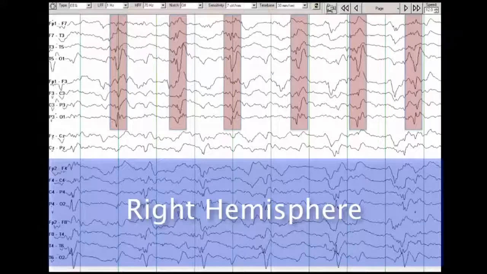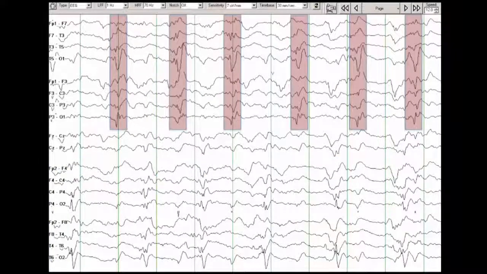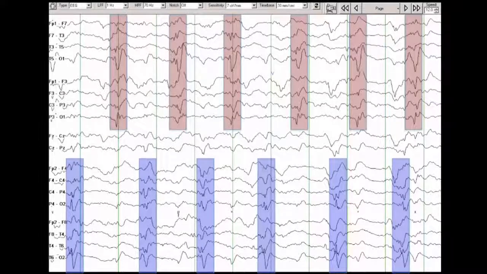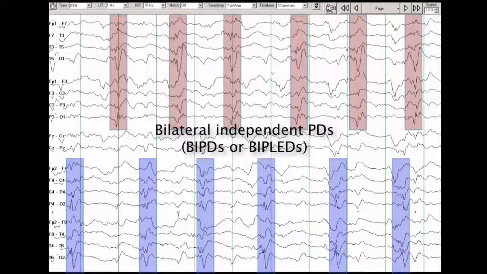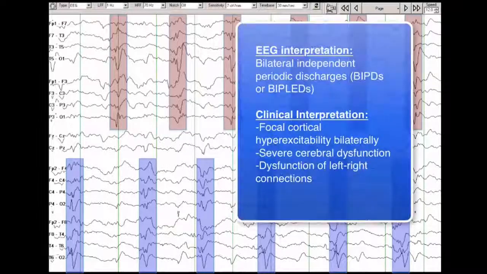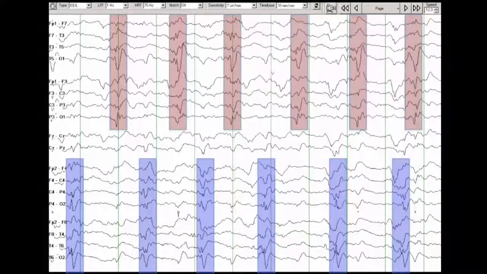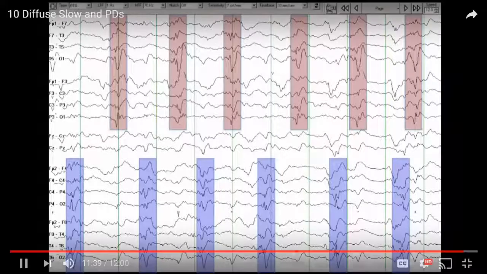Now, if we look at the right side, we can see that there are also periodic discharges in the back of the head, highlighted in blue, but these do not line up at all with the periodic discharges on the left. This pattern is known as bilateral independent periodic discharges, or bilateral independent PLEDs. This pattern suggests both cortical hyperexcitability or irritability and significant cerebral dysfunction to the point that there is a disconnection between this activity on one side compared to the other. BiPLEDs are uncommon but generally indicate severe cerebral dysfunction and, depending on the etiology, can be associated with a very poor neurological prognosis.